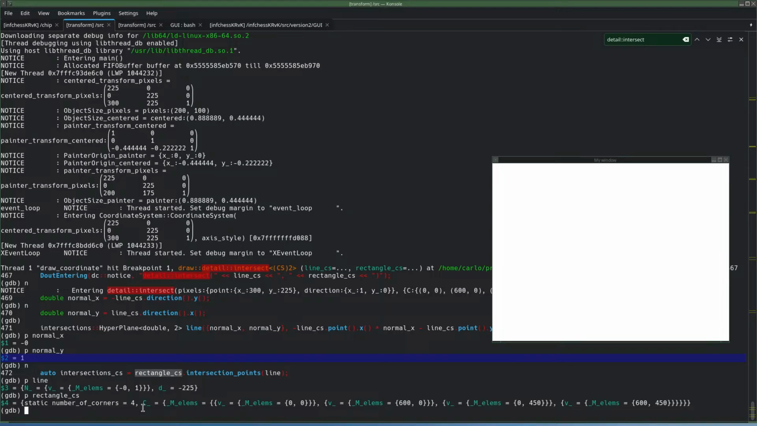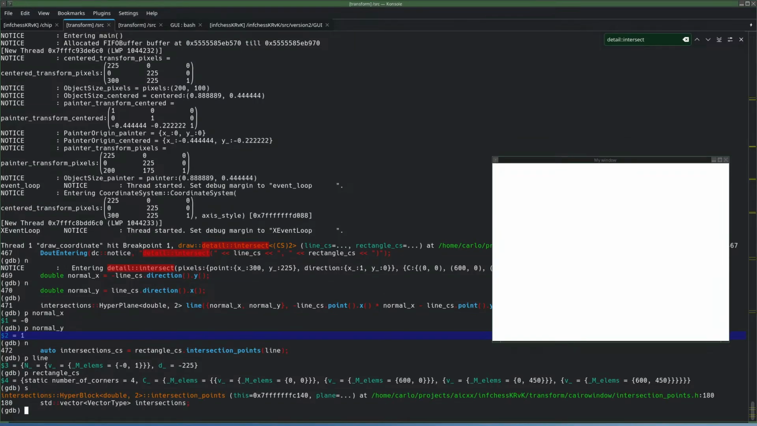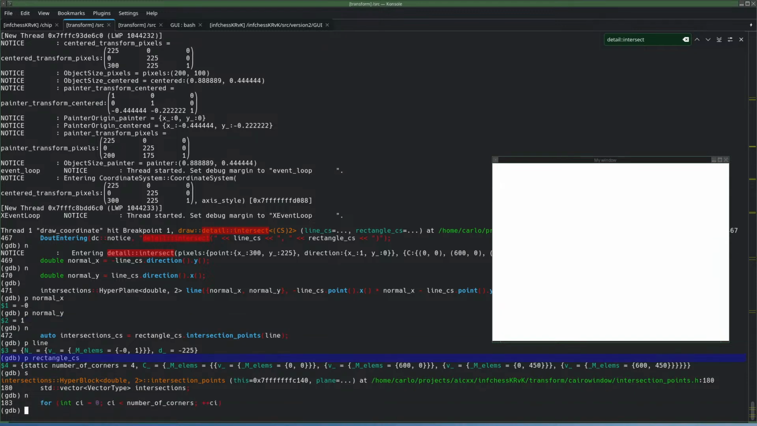This has an array with top left, top right, bottom left and bottom right. In the intersection points step, we make a result vector which is currently empty. And we run over all 4 corners.